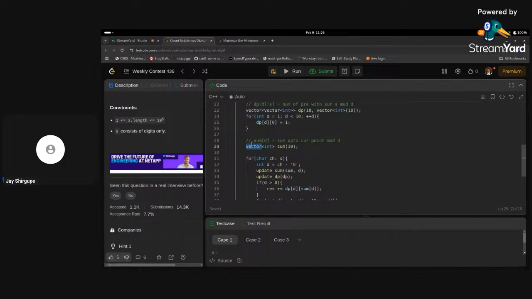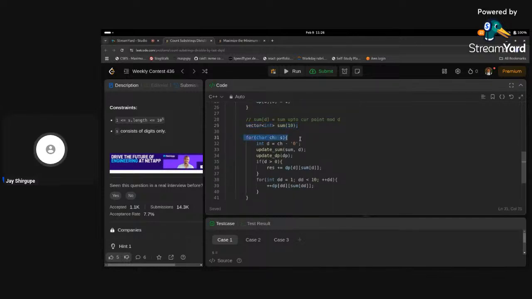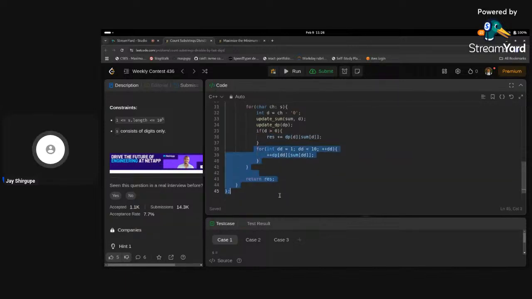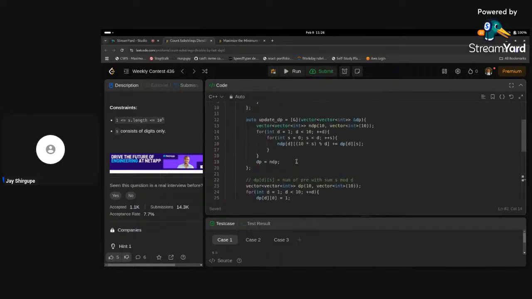Then you also have to maintain the sum modulo each digit. You can iterate over all characters, find the digit for that character, update the sum array, update the DP. Now if that digit is greater than 0, then modulo this digit, how many I do we have before this j which have sum equal to this thing, those many subarrays you can get, and then you can iterate over all digits and update the frequency array, that is basically your DP array.